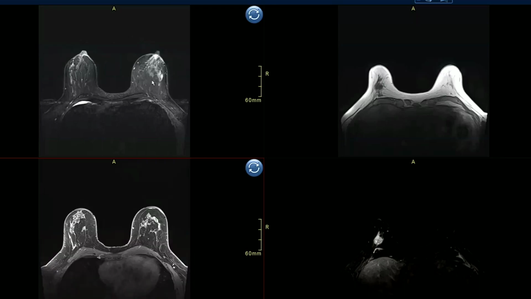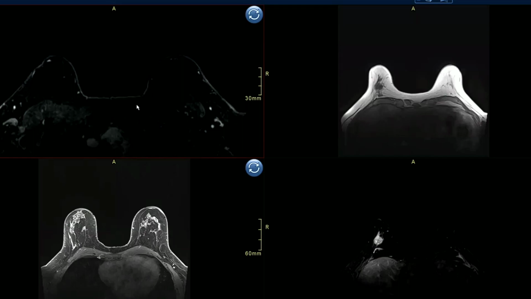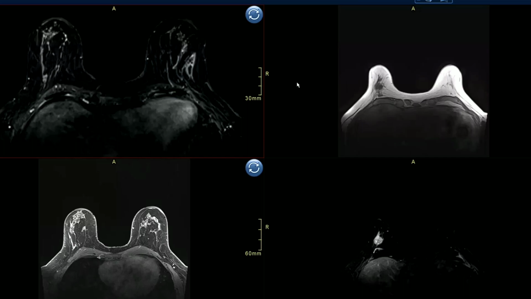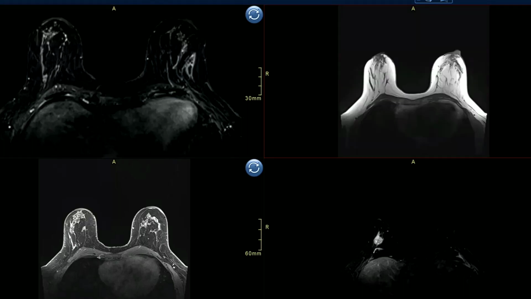Don't look for the lymph nodes here. So on the T2, look for cysts, look for fibroadenomas. They have a typical appearance. On the T1, look for the structural abnormalities. And on these ones, you always need to look for any enhancement, abnormal enhancement, segmental or whatever.